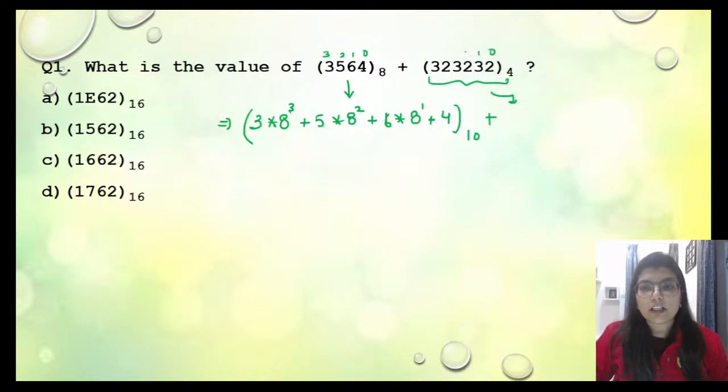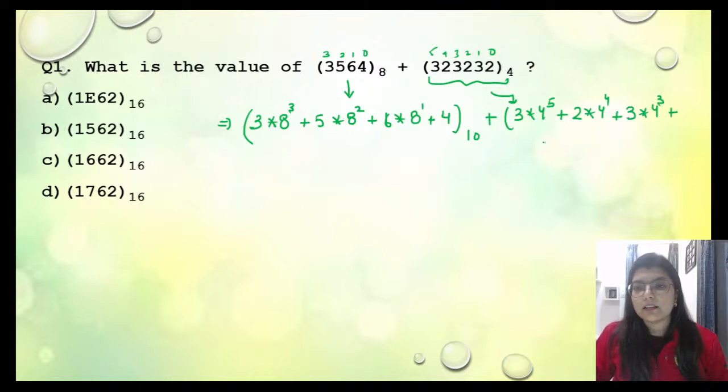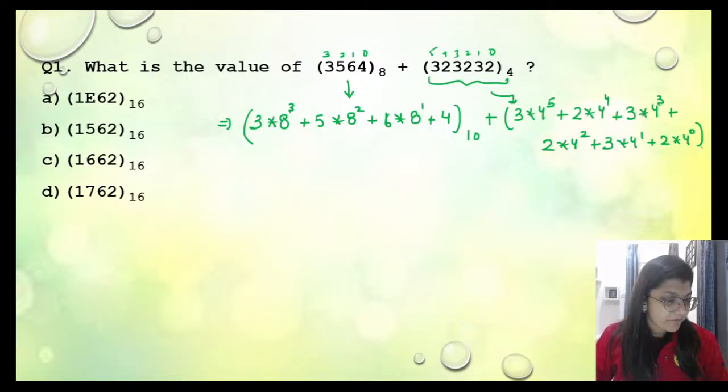So the positions are 0, 1, 2, 3, 4 and 5. This will be 3 into 4 raised to power 5 plus 2 into 4 raised to power 4 plus 3 into 4 raised to power 3 plus 2 into 4 raised to power 2 plus 3 into 4 raised to power 1 plus 2 into 4 raised to power 0. Right? Then no, A is not the right answer.